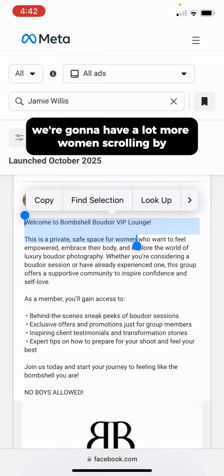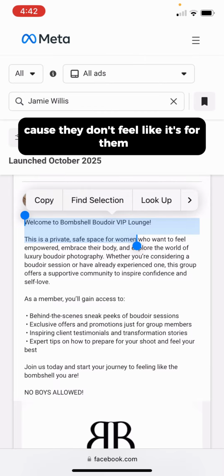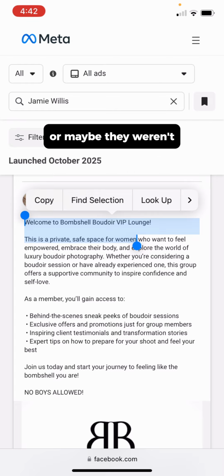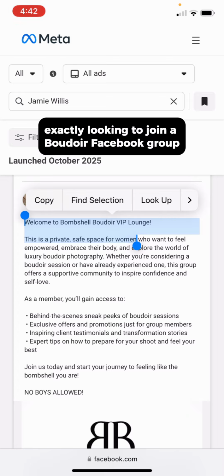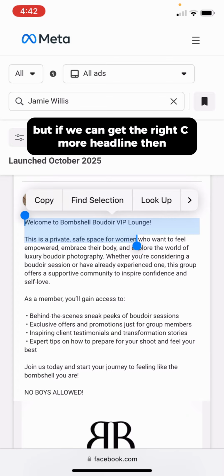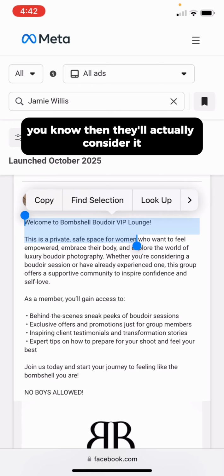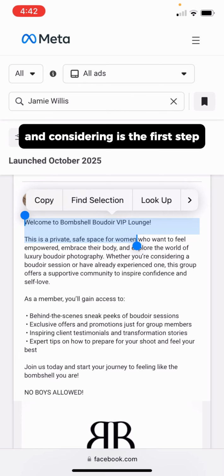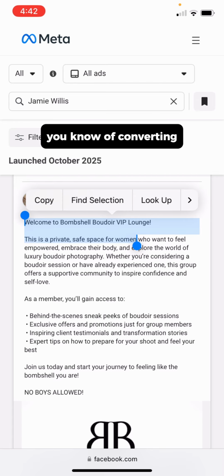So we're going to have a lot more women scrolling by because they don't feel like it's for them, or maybe they weren't exactly looking to join a boudoir Facebook group. But if we can get the right See More headline speaking to them, then they'll actually consider it. And considering is the first step of converting. So, all right, missing the who.